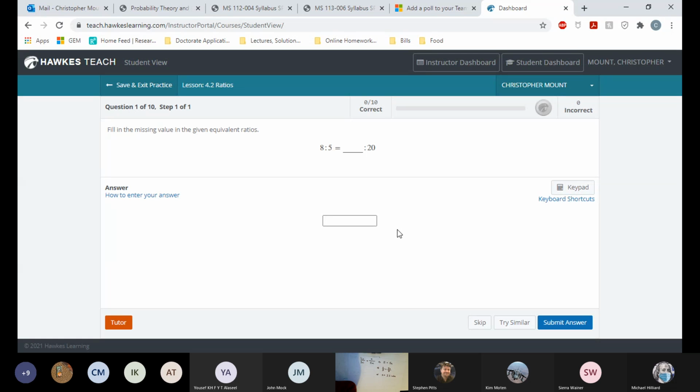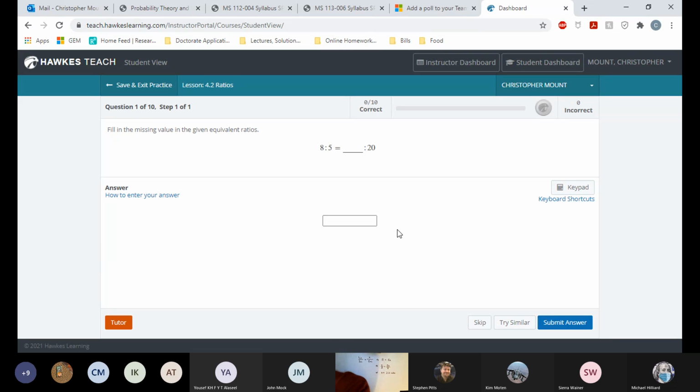Okay, it says fill in the missing value in the given equivalent ratios. So they're given the ratio in this form with colons. You could write this as 8 over 5 equals x over 20. So the point is that this is a proportional problem, just like the map thing I just did. You set up a proportion, make sure the numbers are lined up correctly. It should be 8 over 5 equals x over 20. And then you could cross multiply and solve.